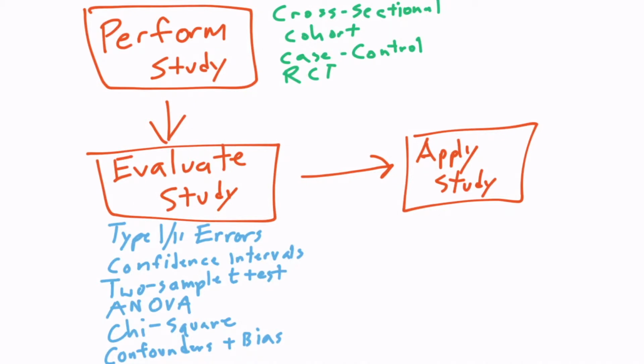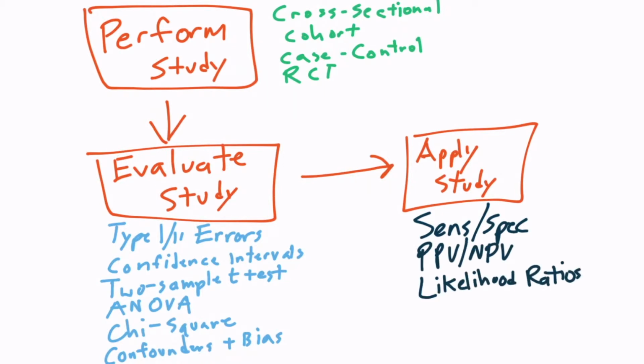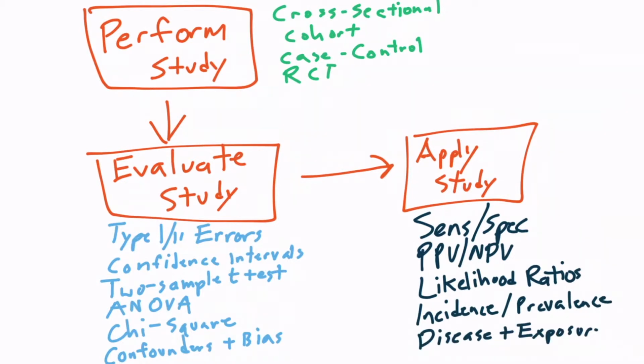And these elements include the sensitivity and specificity of diagnostic tests, the positive predictive value and negative predictive value of tests, likelihood ratios, incidence and prevalence, and risks of disease associated with exposures. Now, we will teach you how to dominate all of these elements in the 9 sections of biostatistics.